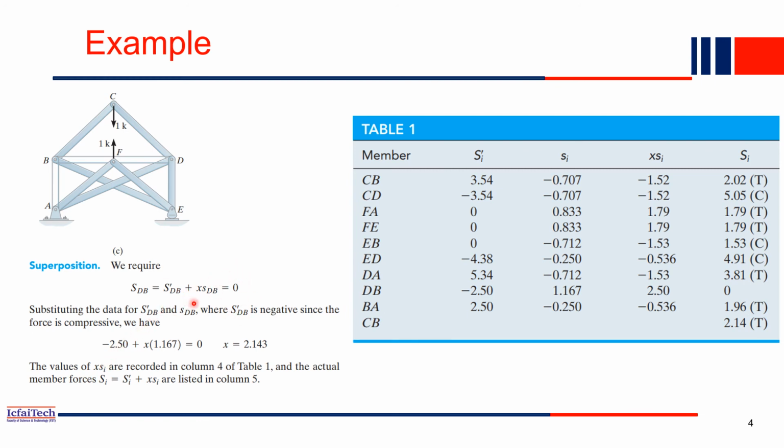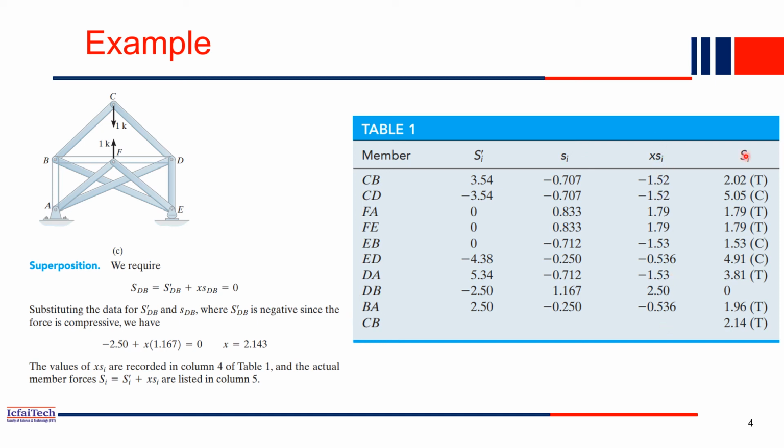So substituting, S dash db, from here you can see, is minus 2.5. So we kept minus 2.5 plus X into s_db. s_db is minus 1.167. So 1.167 computed, and we got the X value as this much. So what is X? X is the axial load in this member, the bar that was there earlier. We removed that bar, so that bar carries that much load. Now next, for this line, X is 2.143. This is multiplied by this s_i. So 2.143 multiplied by 0.707, you will get this value. Same for each value: multiplied by X, you will get this value. So the entire line, just multiplying all the s_i values by X, you will get this line.